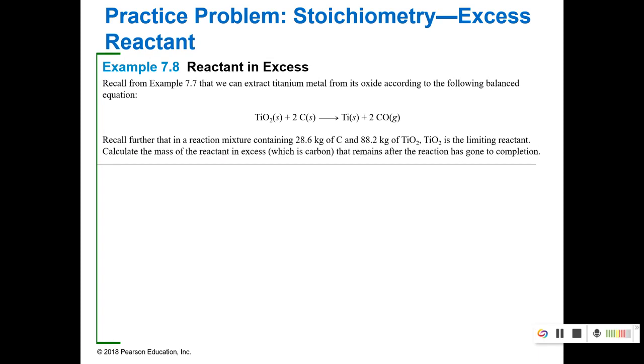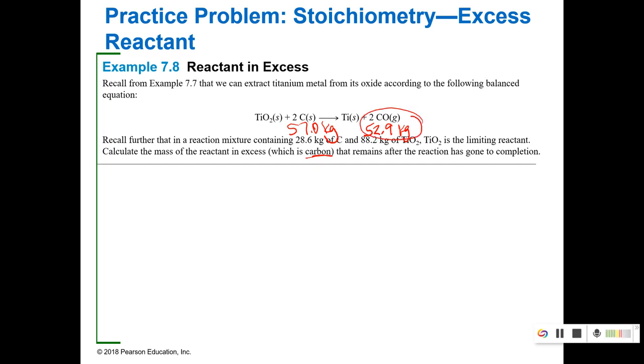So it says, recall further in the reaction containing that, this is the same one as before, we had 57.00 from our carbon, and then we had 52.9 from our titanium(IV) oxide. So calculate the mass of the excess reactant, which is carbon, that remains afterwards.